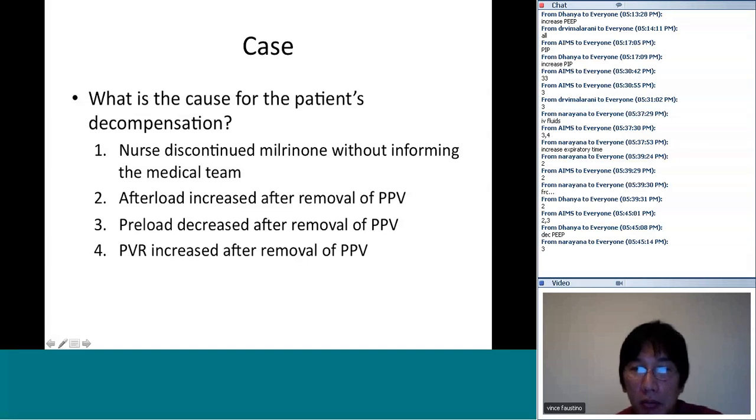1, nurse discontinued milrinone without informing the medical team. 2, afterload increased after removal of positive pressure ventilation. 3, preload decreased after removal of positive pressure ventilation. And 4, PVR increased after removal of positive pressure ventilation.